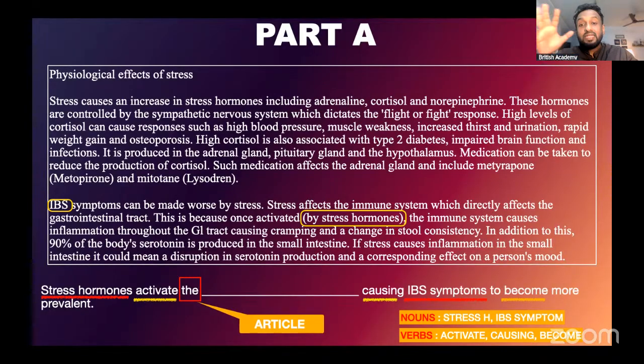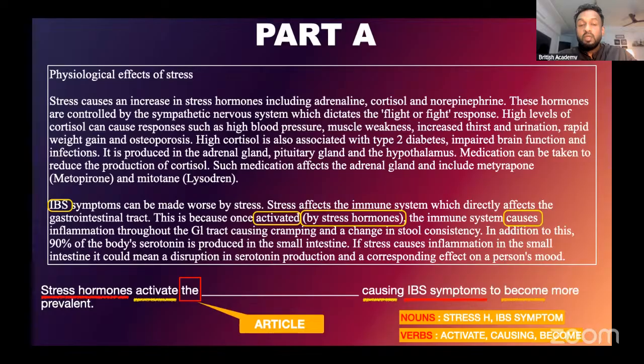Stress hormone is activating something, and the byproduct of that activation is these symptoms. So read carefully and tell me what can be the right answer. I'm checking your chats. You can put in your answer. Yes, I can see the verbs over here: causes and activated. So read these two lines, you get your answer. IBS symptoms can be made worse by stress. Stress affects the immune system, which directly affects the gastrointestinal tract.